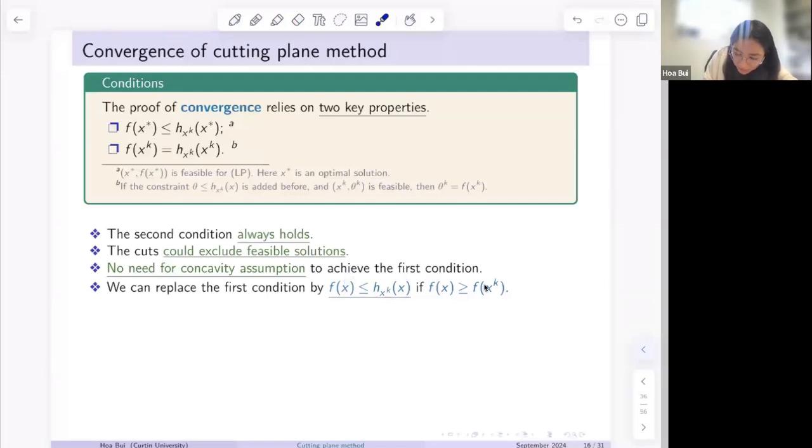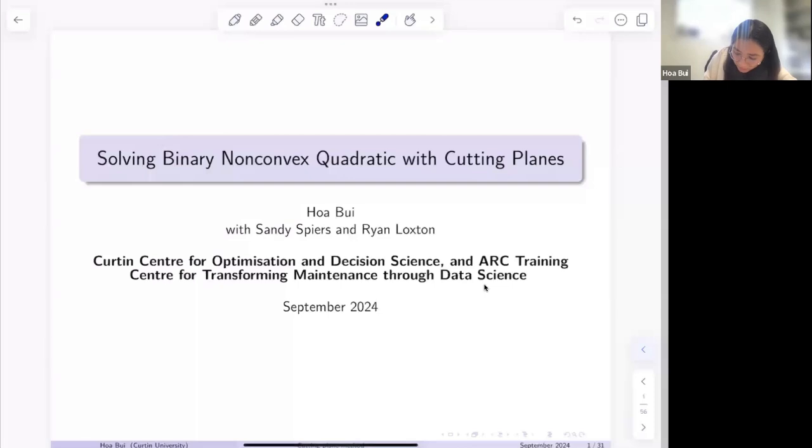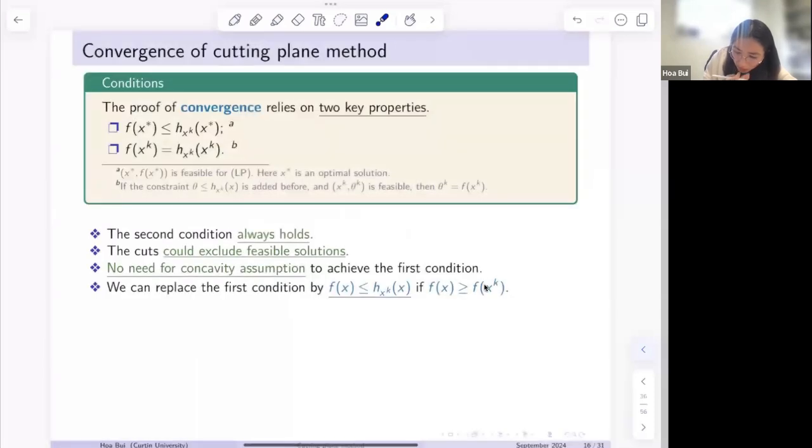So now we replace x star by x, where the value of the function f at x is bigger than your current candidate solution. Then you have to make sure that your cutting plane constructed at xk doesn't exclude that solution. So we don't know where x star is, but we can make all of the solutions that are higher than the current solution feasible.